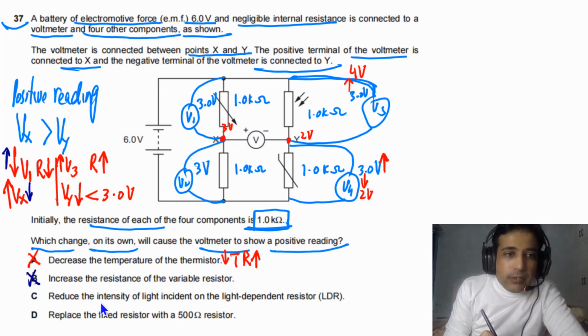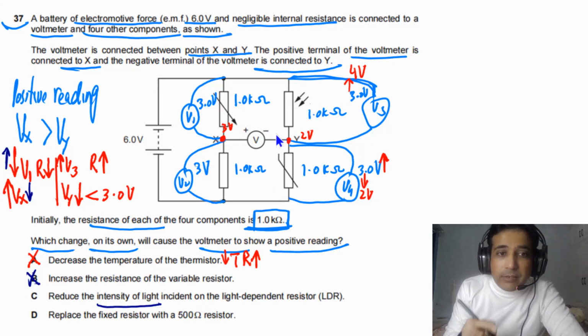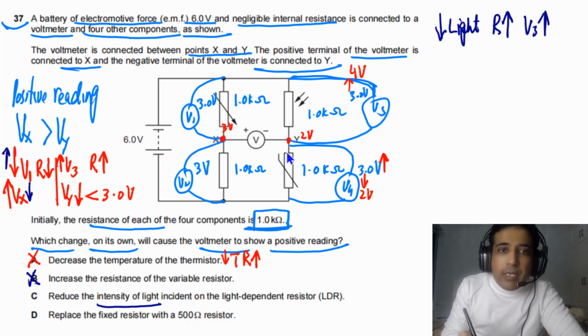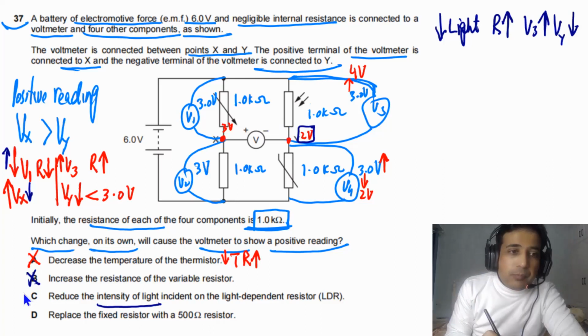Now the next one, reduce the intensity of light incident, means this one. If we reduce the intensity, resistance of LDR will go higher. So we can say if light level goes down, resistance of LDR will go up, and the potential drop across this one V3 will go up, and the reading Vy will go down. Meaning it will decrease. Let's say this decreases to 2. So reading on voltmeter will be positive. So this is possible answer.